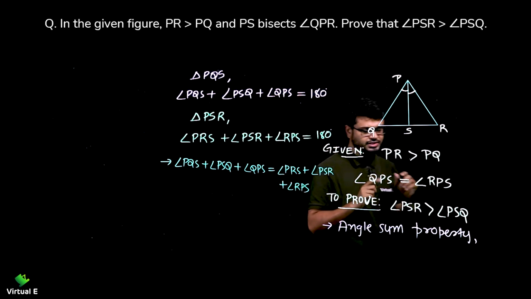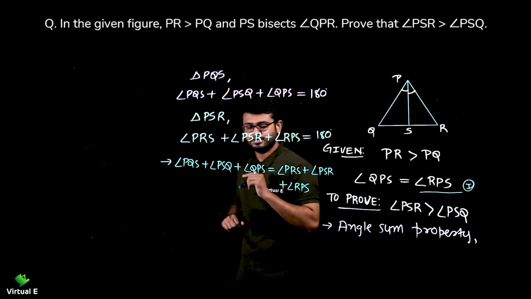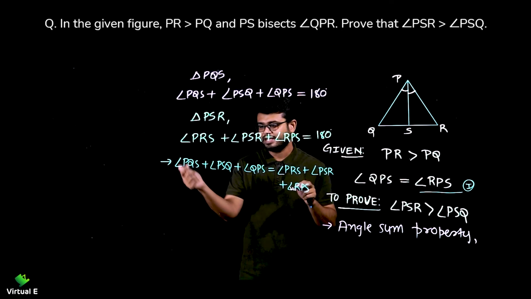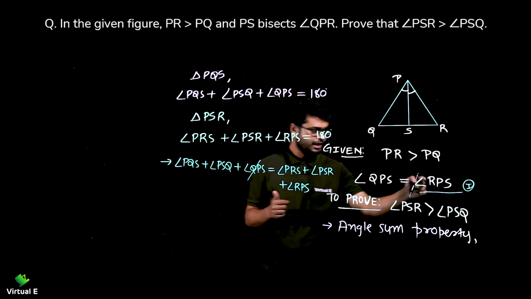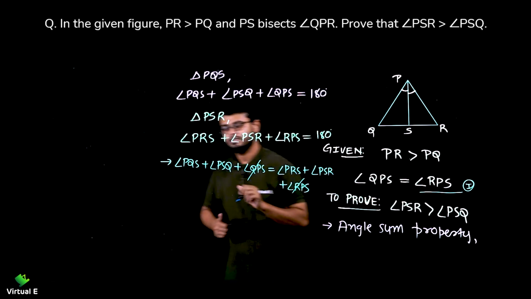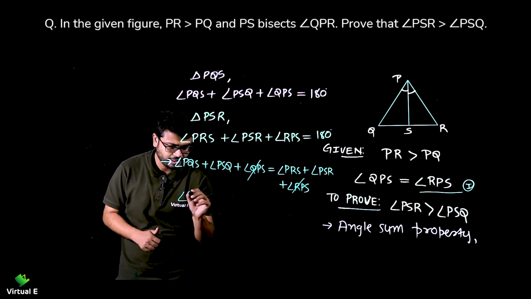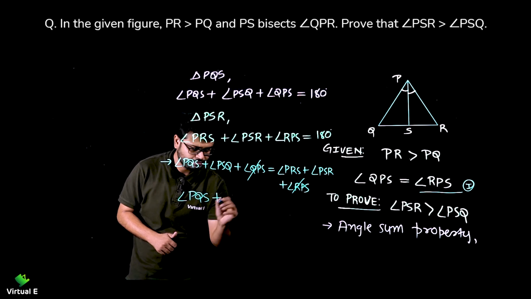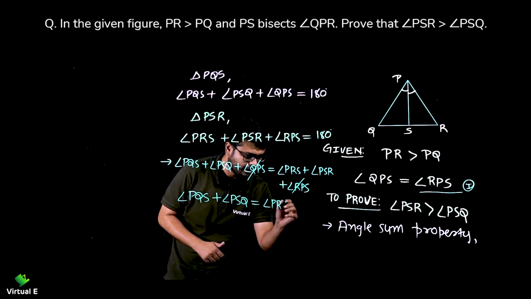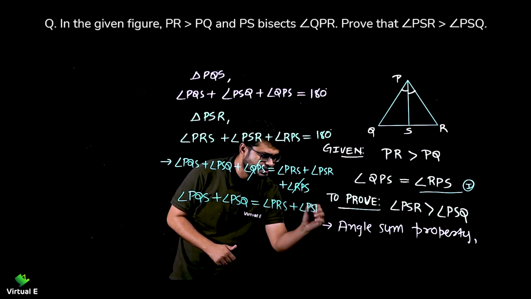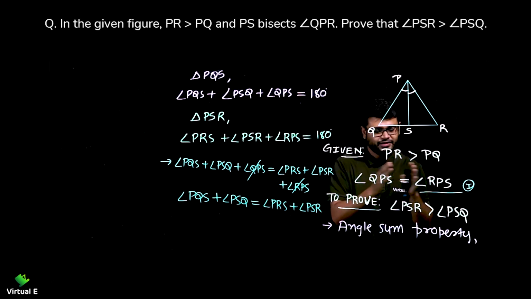Now we are going to use the first result. See over here, these two angles, QPS on one side and RPS on the other, are equal, so they can be cancelled out on both sides. So we have a result now: angle PQS plus angle PSQ is equal to angle PRS plus angle PSR. So far we have used the first condition, where two angles are equal.